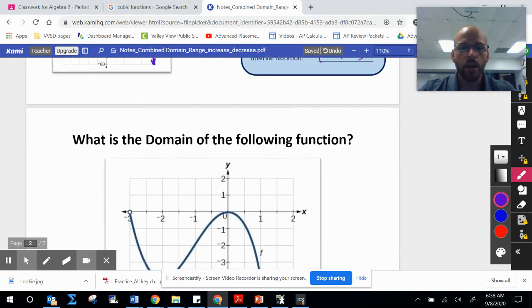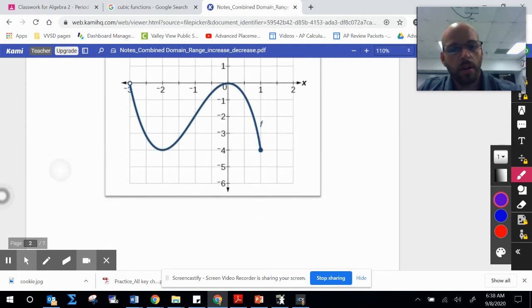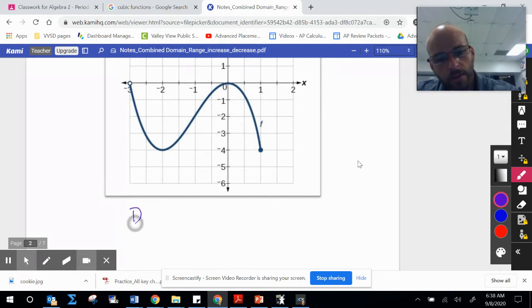Okay. Now, I want you to pause. I want you to try to figure out what the domain of this function is. All right, so if you take a second, I want you to do the domain on your own. And I am going to write the answer. Let's see if you were right.